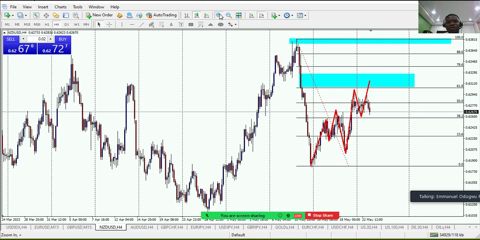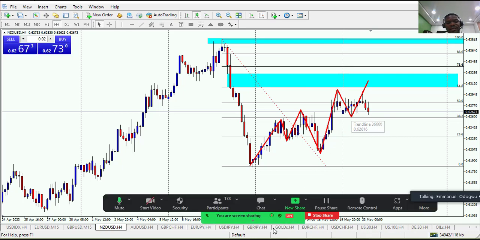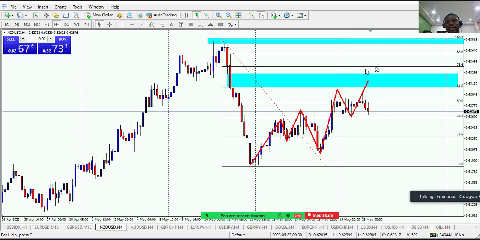But if you look carefully, you notice all of this internal movement just below the high there is known as internal structure. In that internal structure, I've been able to see a gap here. This gap is called a fair value gap. My forecast is that the price will trade into this area before going down.